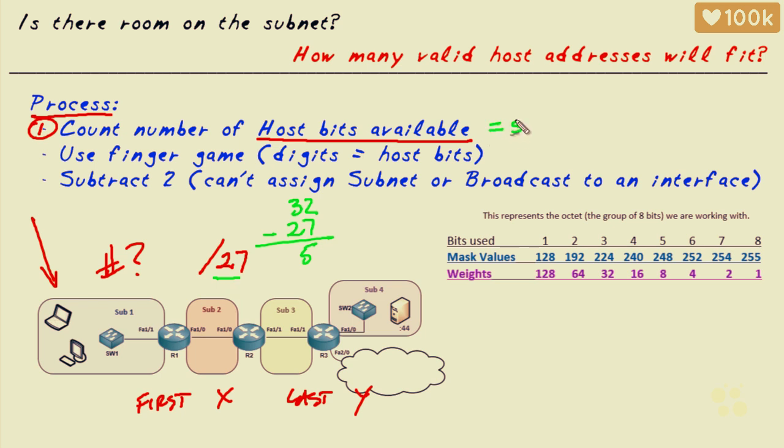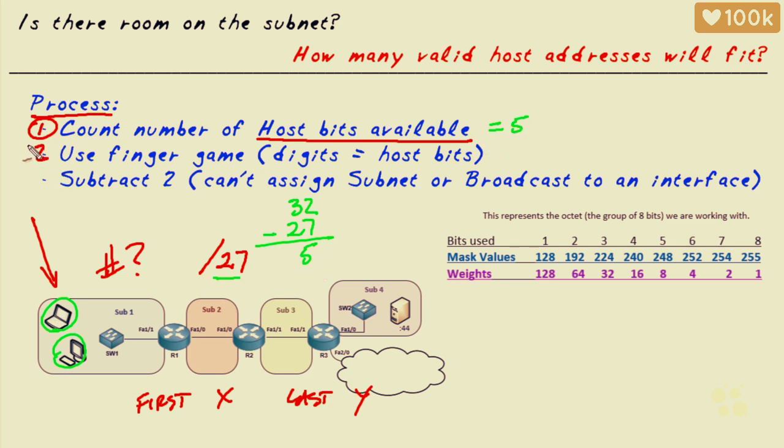So that's our first step for calculating the quantity of PCs, printers, router interfaces, switch IP addresses that may be in that subnet. That's the very first step, is to identify how many host bits we have to play with for that subnet. And here the answer is 5.